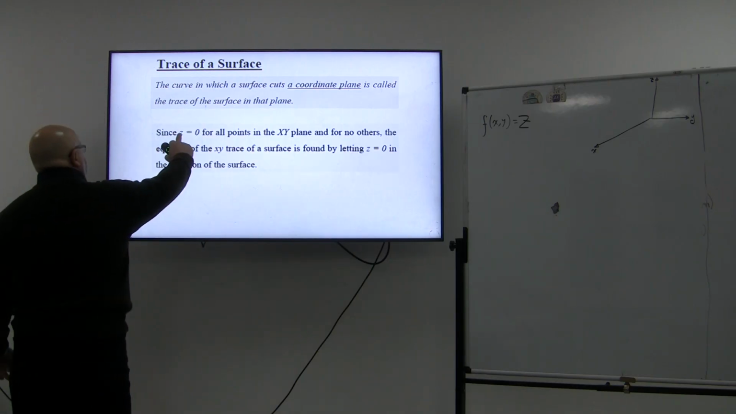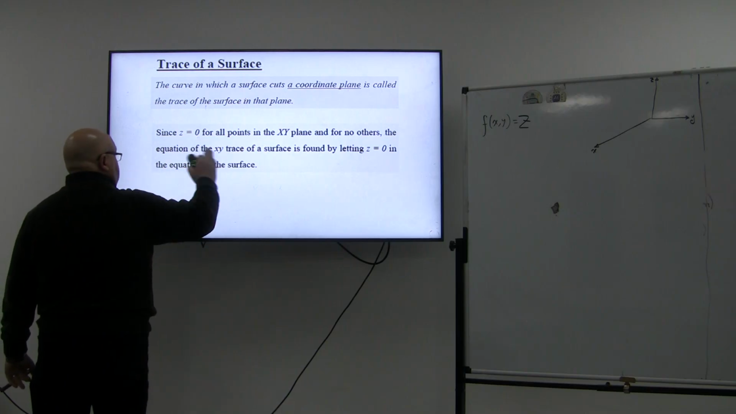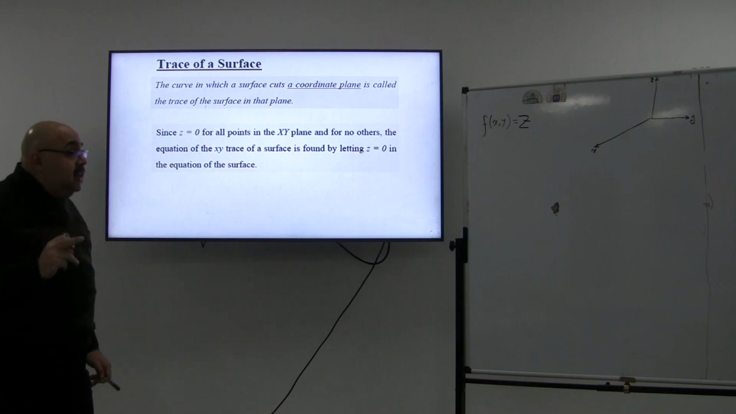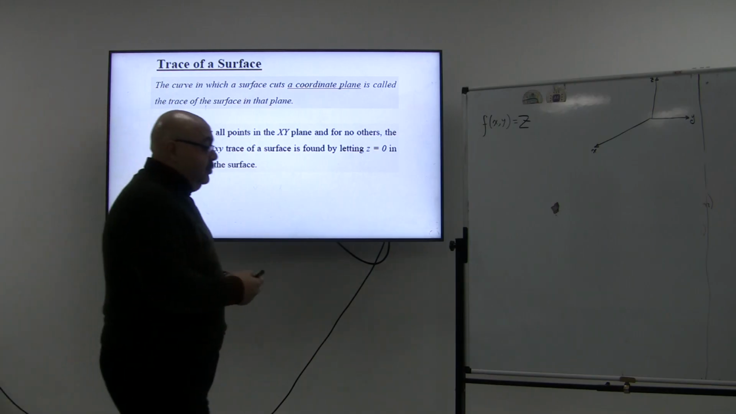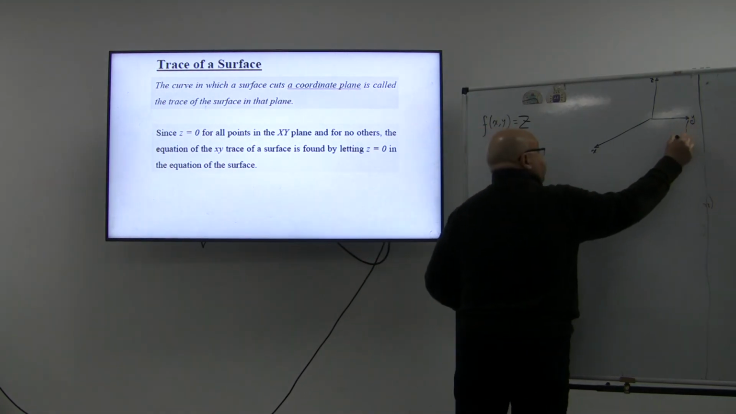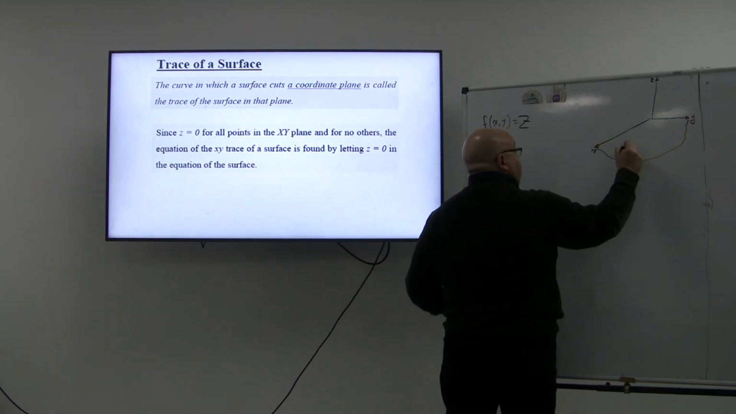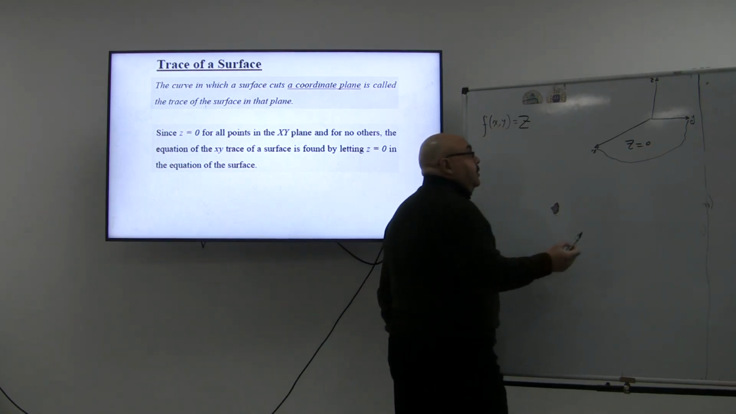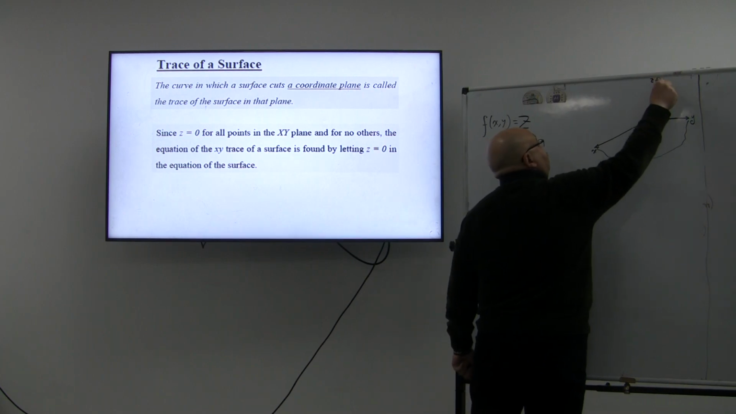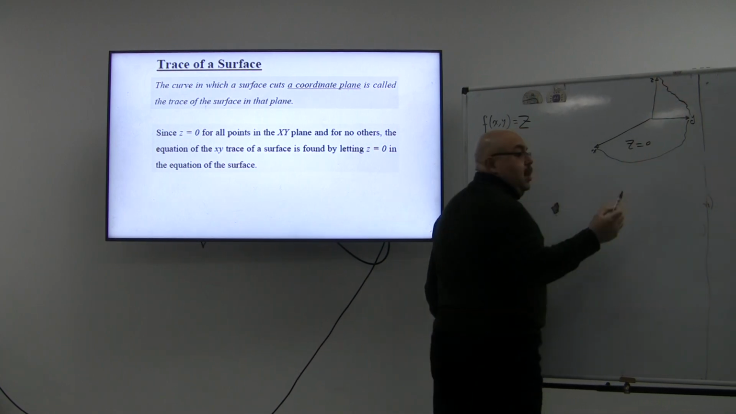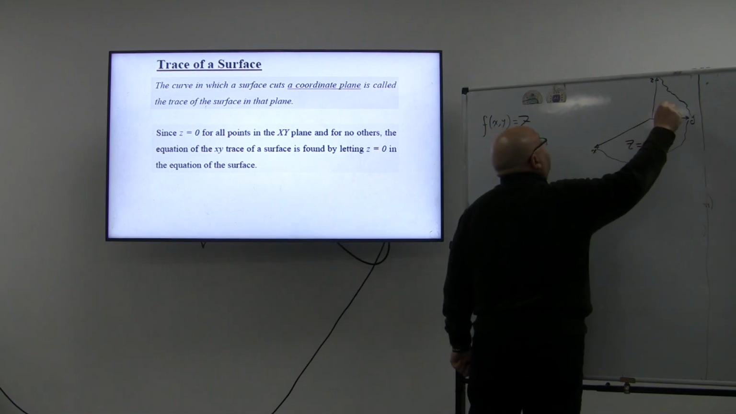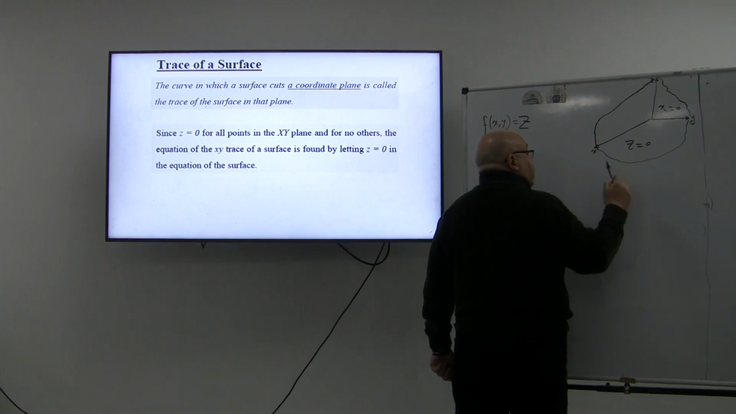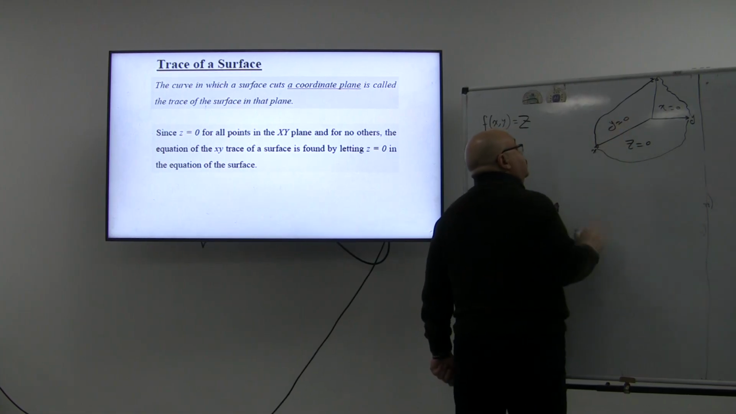If I put z equal to 0 in all points, I will have the xy plane. That's the equation of the xy plane. So, what's the equation of this plane? The plane of xy is z equal to 0. In a similar manner, the plane of zy, or the yz plane, is going to be x equal to 0. And that's the plane of xz, where y is equal to 0.